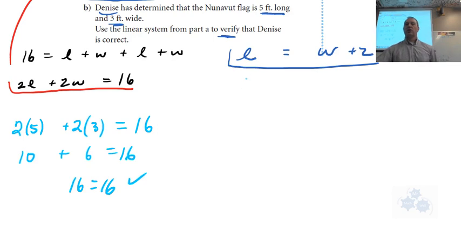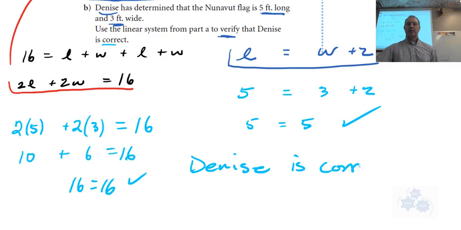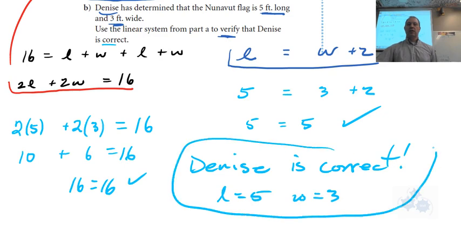Let's see if it works for equation 2. 5 is length, 3 is width. Look at that. 5 equals 5. It works for equation 2 as well. So we can say Denise is correct. Length equals 5, width equals 3. And there's our work to show. We've plugged both of those into each of the equations. Questions there?